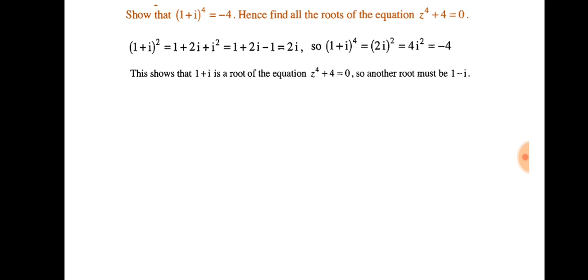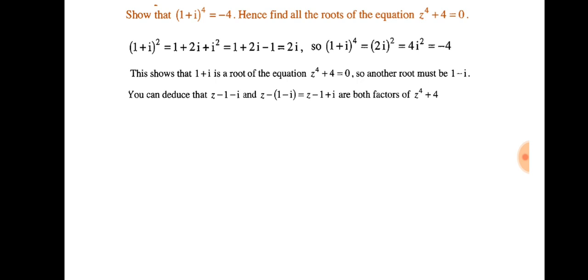For the equation z power 4 plus 4 equal to 0, since the degree of the polynomial is 4, there will be 4 roots. So this shows that 1 plus i is a root of the equation z power 4 plus 4 equals 0. So another root must be its conjugate pair, which is 1 minus i. So far we have found two roots of the given polynomial, so we need to find two more roots.